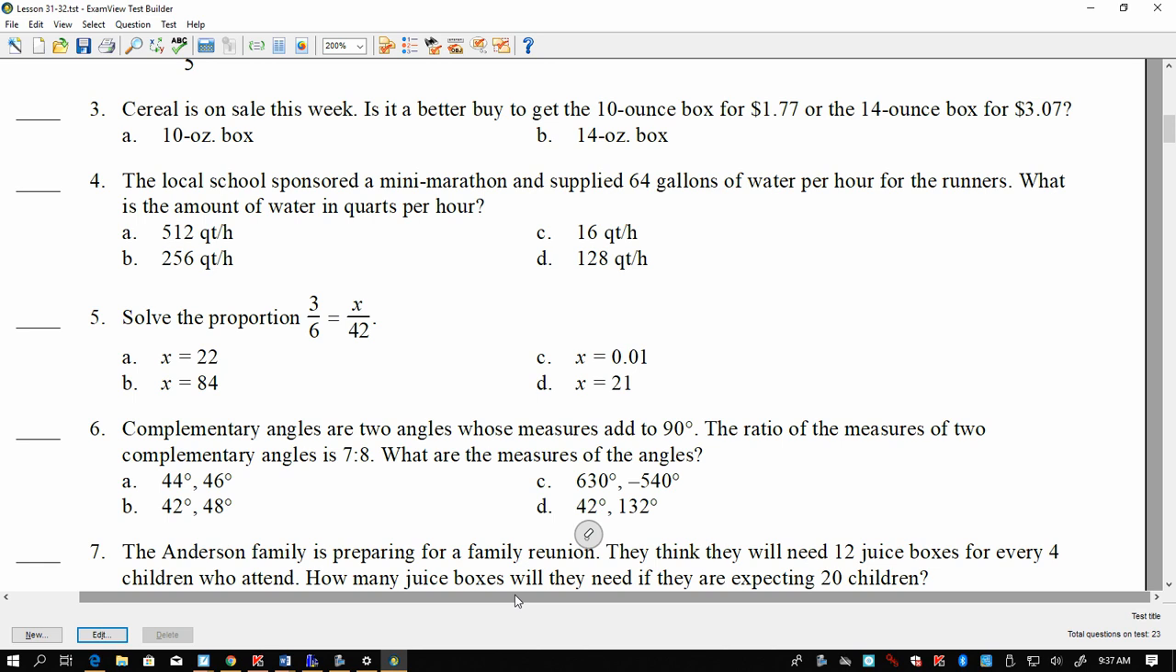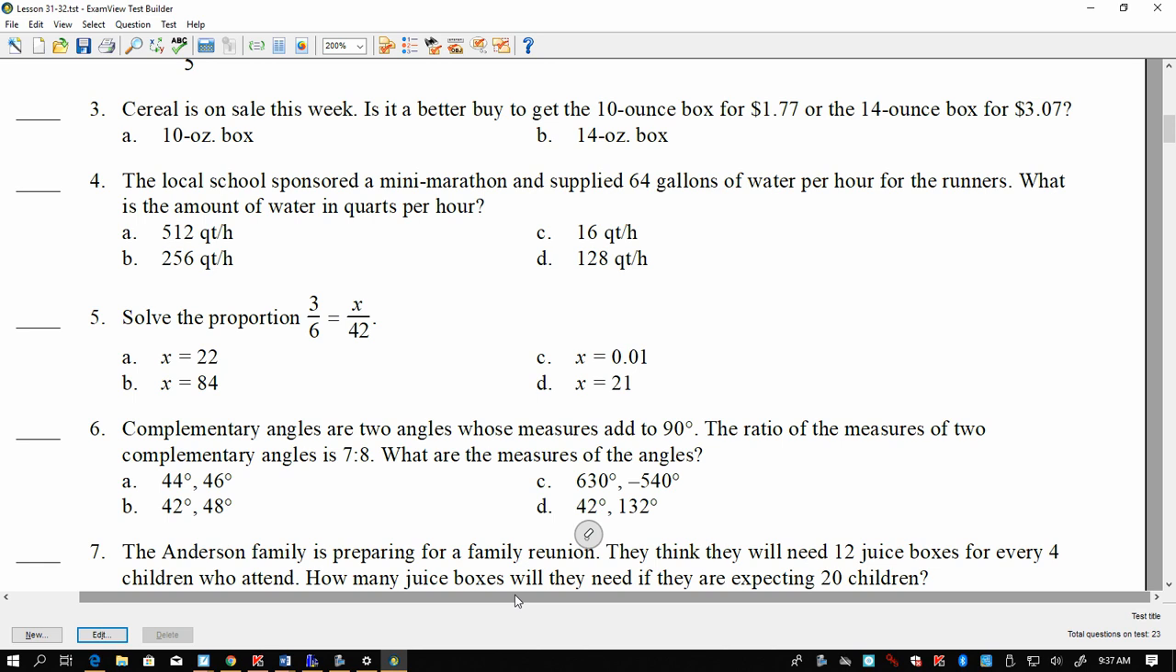So the first one was $1.77 for 10 ounces. Is that right? Okay, what's $1.77 divided by 10? Because we want to get to a unit price, right? We want to find out how much it is for a single ounce. 0.17. Okay, so 18 cents per 1 ounce.